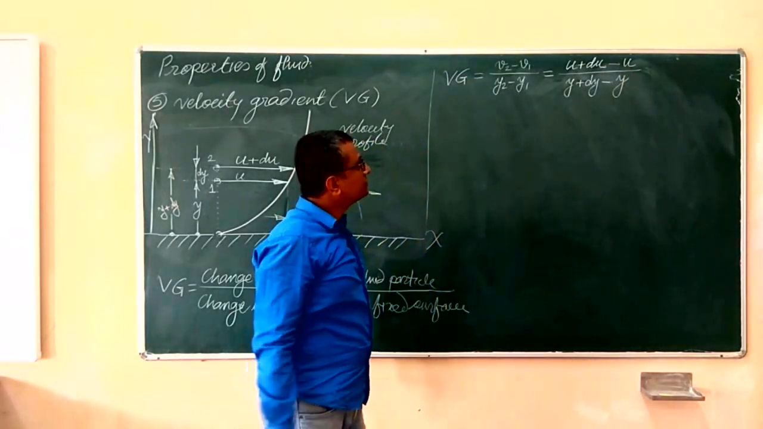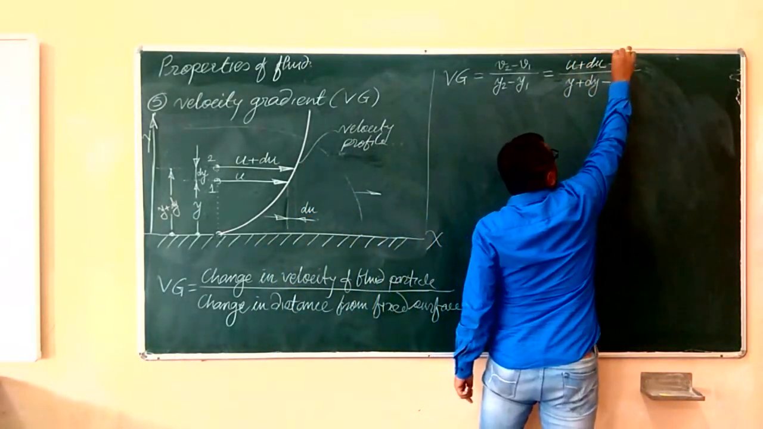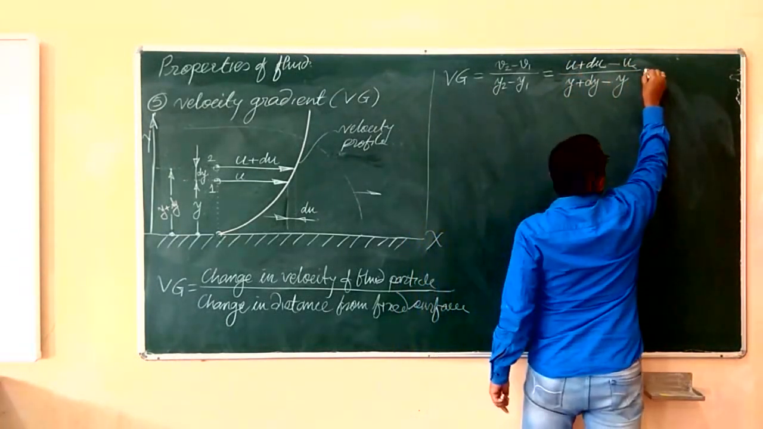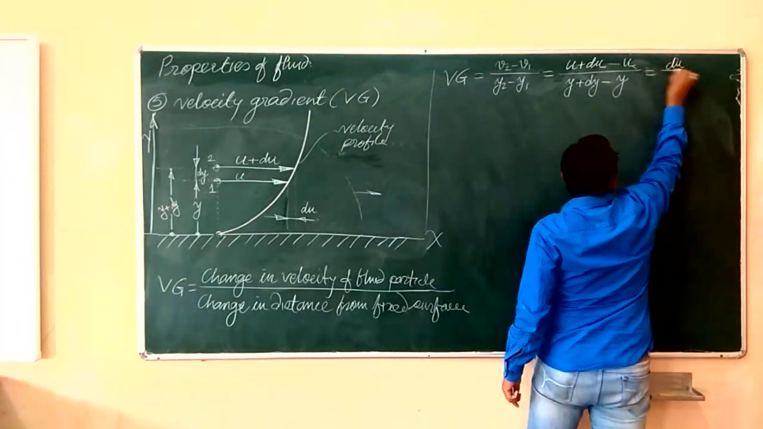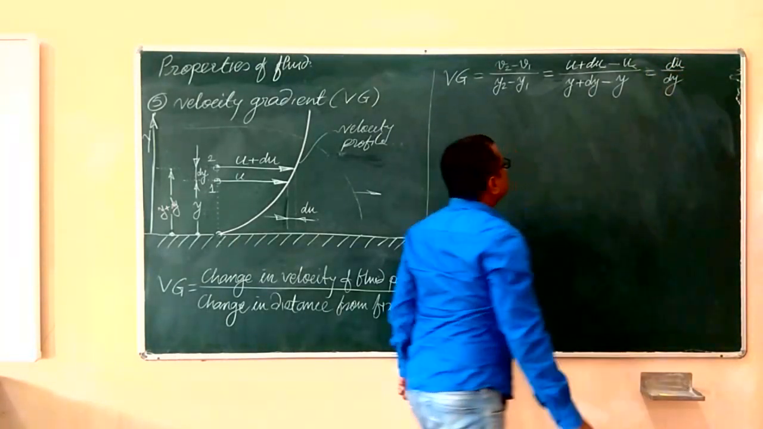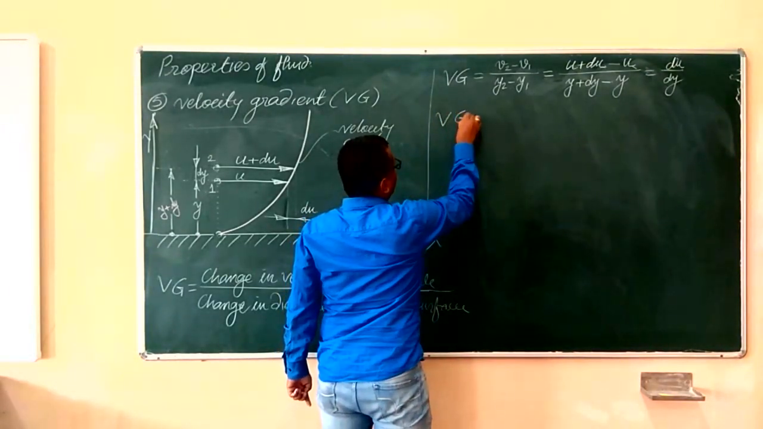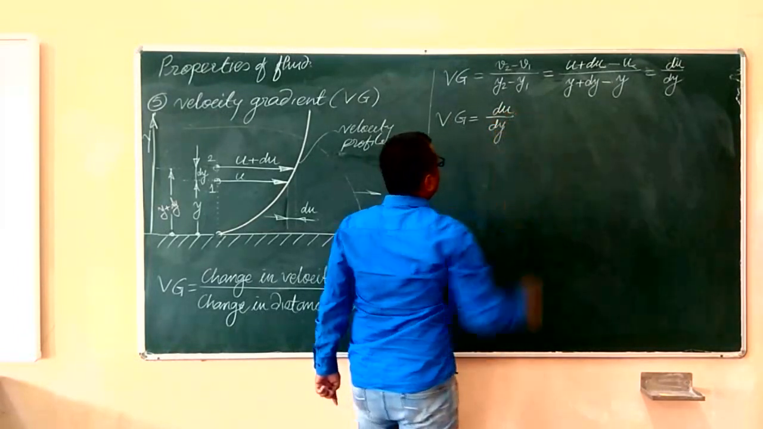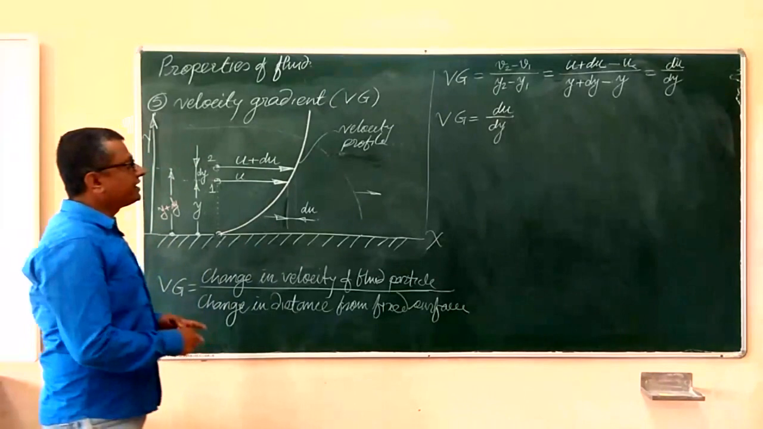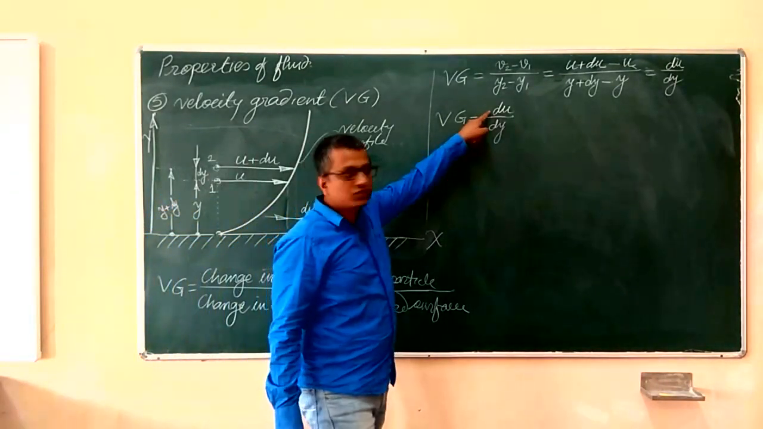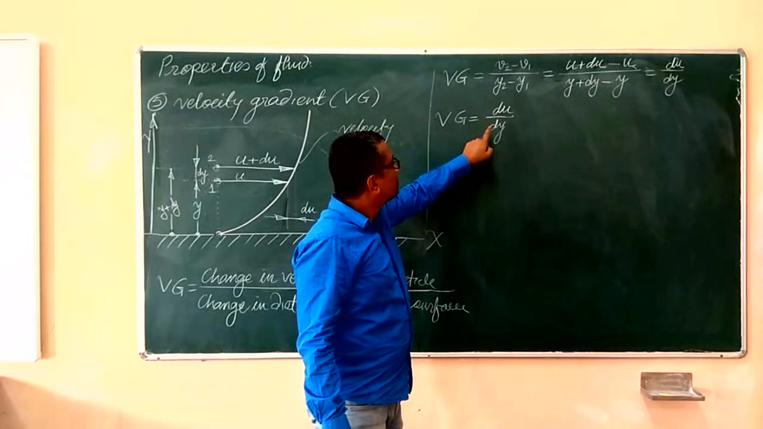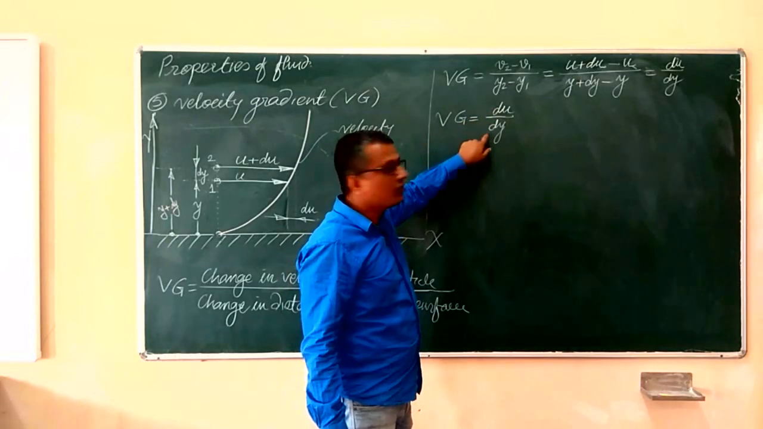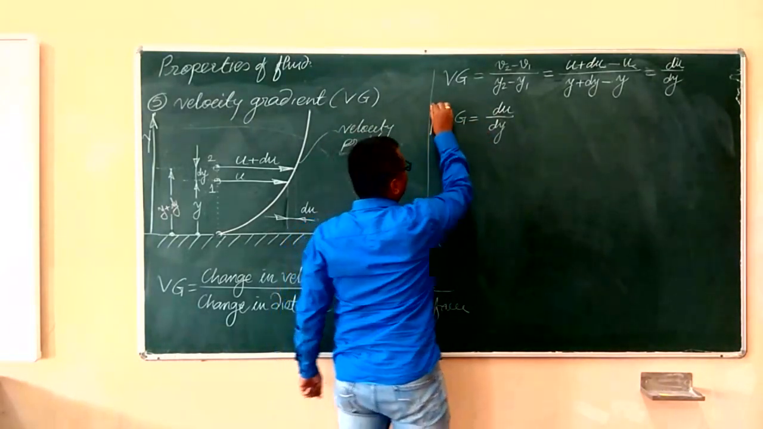If you look at that equation, plus u minus u will get cancelled, and plus y minus y will get cancelled. What will remain in the equation is simply the term du by dy. If I rewrite it, velocity gradient is equal to du by dy. Once again, I would like to define the term velocity gradient as the change in velocity of the fluid particle per unit change in distance of that fluid particle from the fixed layer, and that's what du by dy is. So this is the formula for the velocity gradient.